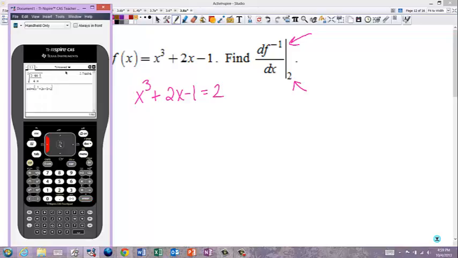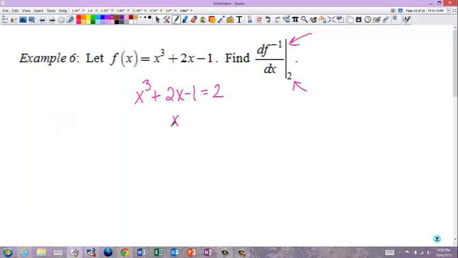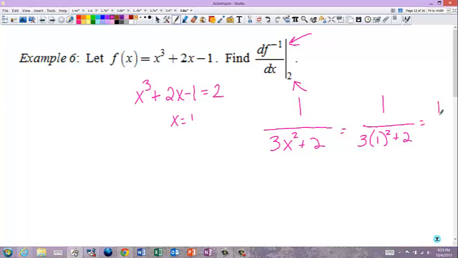Comma x. Comma x. Enter. X equals 1. So what I'm going to do is I'm going to do 1 over the derivative of f. So 3x squared plus 2, and I fill in 1. 1 over 3 times 1 squared plus 2, 1/5.